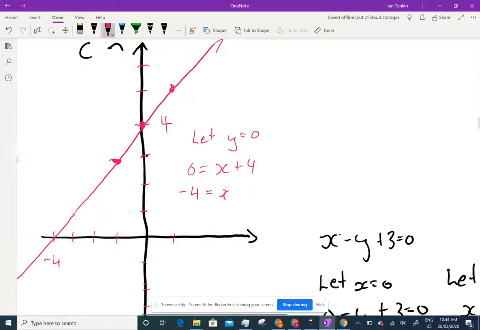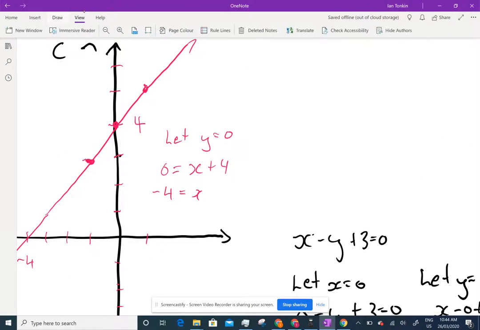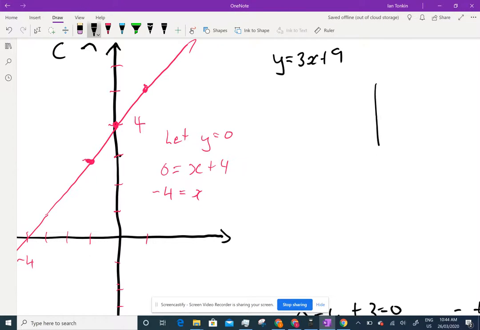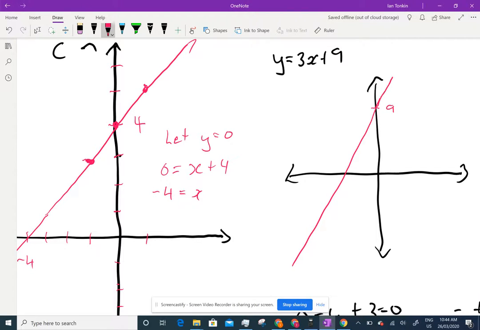I've got y equals 3x plus 9. Well, I'm just going to draw a small version of this. And as long as I'm pretty close to scale, I'll be all right. So plus 9 is my y-intercept. There it is. 3x is pretty steep. So this is a steep line. So it's going to go like that. And I have to find this value.